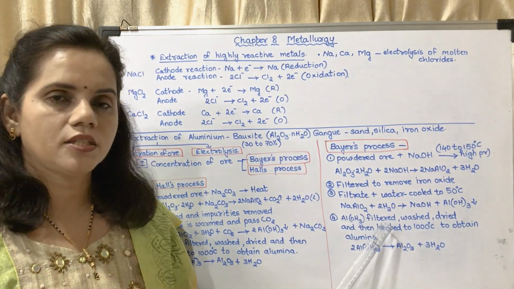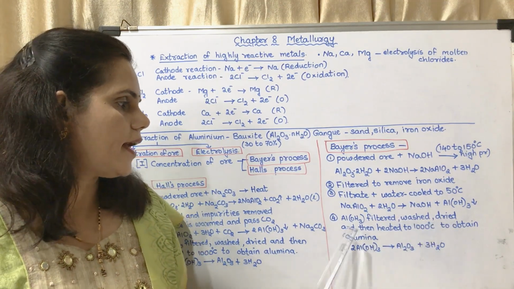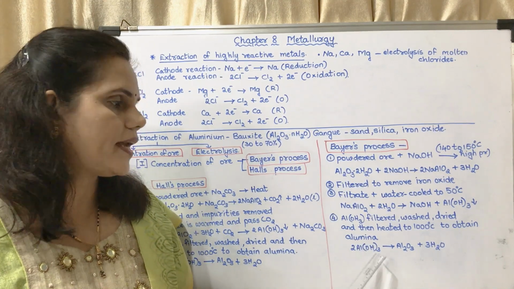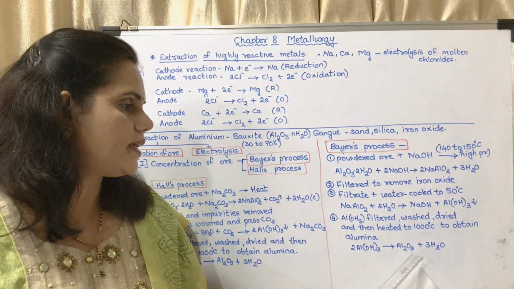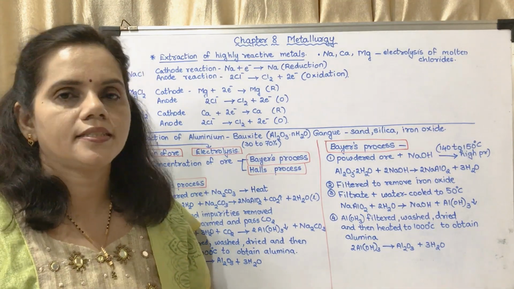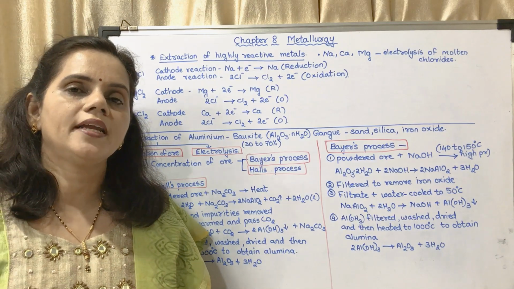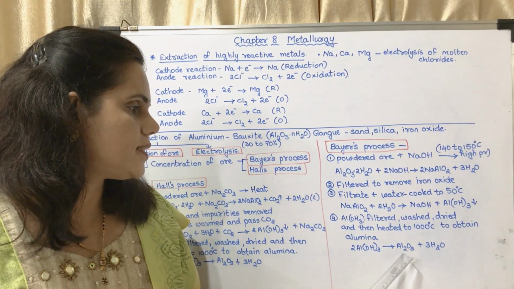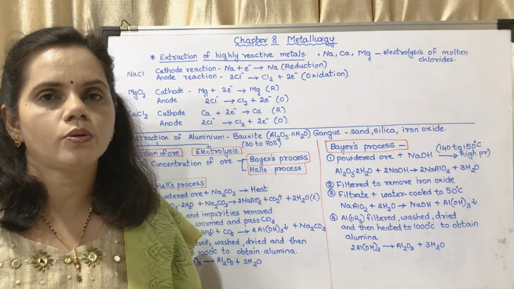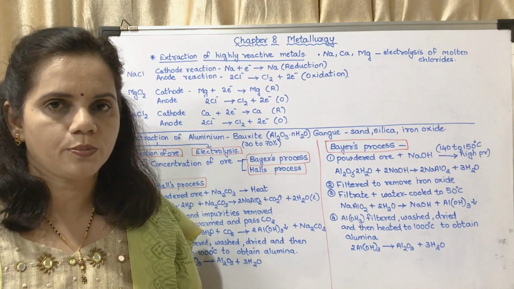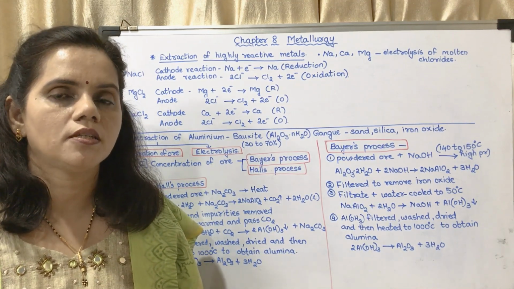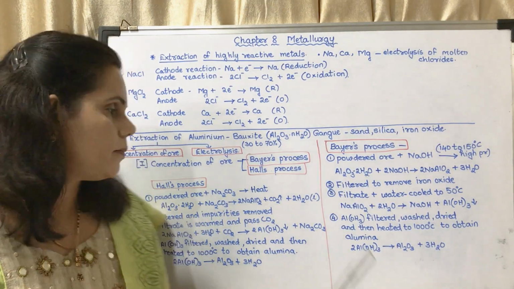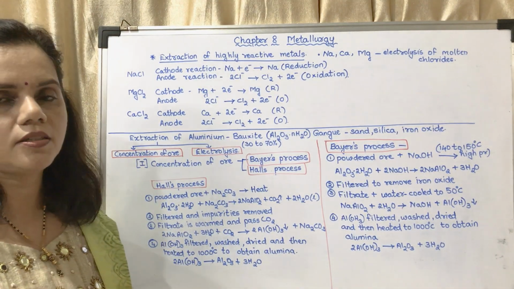That aluminium hydroxide is filtered, washed, dried, and then heated to 1000 degrees Celsius to obtain alumina. That means 2Al(OH)3 is heated to obtain Al2O3 plus 3H2O. The water will be in the form of a liquid, but you will get Al2O3, that is alumina. This is Bayer's process. So in Bayer's process, you are getting the compound Al2O3. You are not getting Al because it is the first step, concentration of ore.